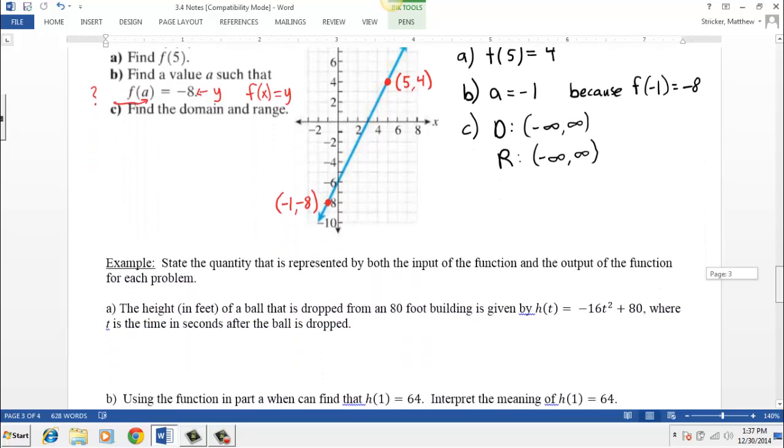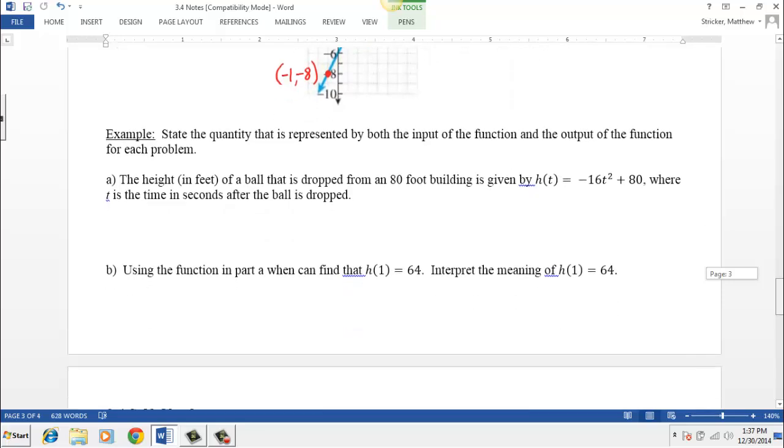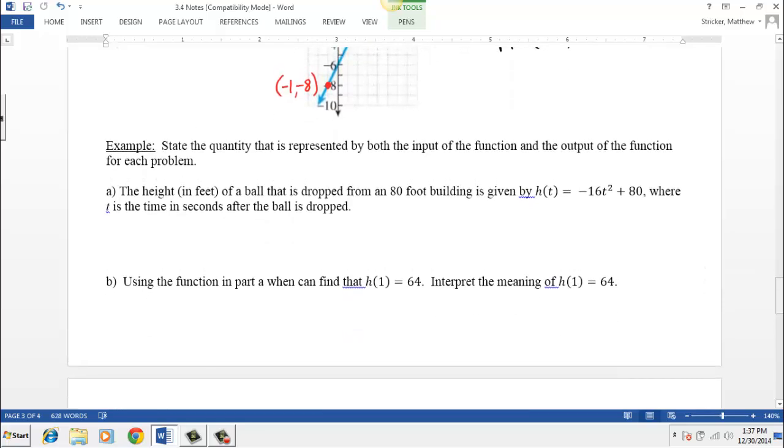Alright, last thing we're going to talk about is looking at an example in the context of some real-world application, just kind of interpreting functions. It says, state the quantity that is represented by both the input and the output of the function. So if I look at this function, it says the height in feet of a ball that is dropped from an 80-foot building is given by this function, where t is the time in seconds after the ball is dropped. T is the time after the ball is dropped.